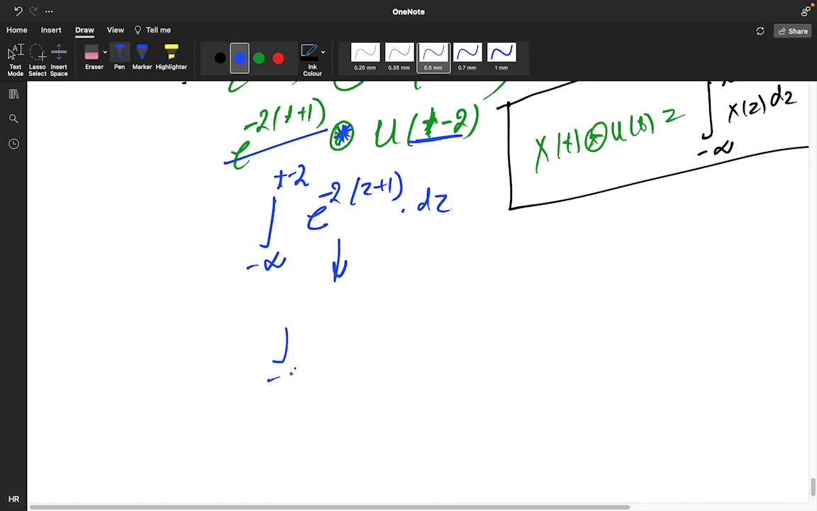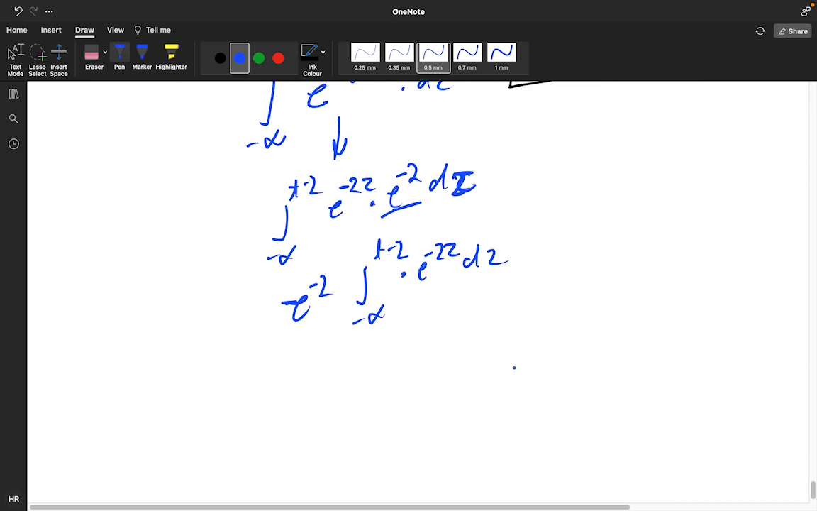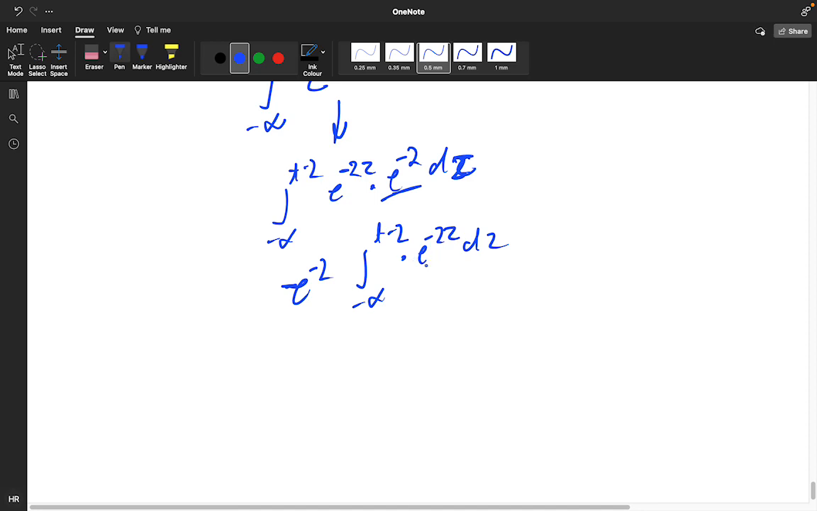Just do like this: minus infinity to t minus 2, e power minus 2 tau into e power minus 2 into d tau. So e power minus 2 is the constant value. Then we have minus infinity to t minus 2, e power minus 2 tau into d tau. The integration of e power minus x is e power minus x only.